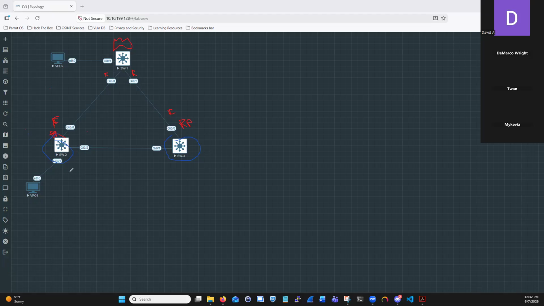Switch 2 becomes the designated switch. So it's going to say, excellent, I won. Outside of my root port, this port becomes a forwarding port.